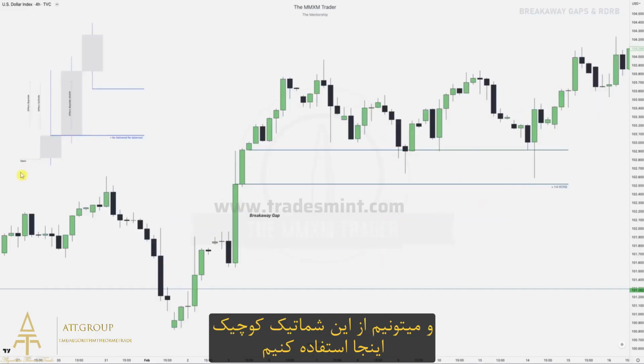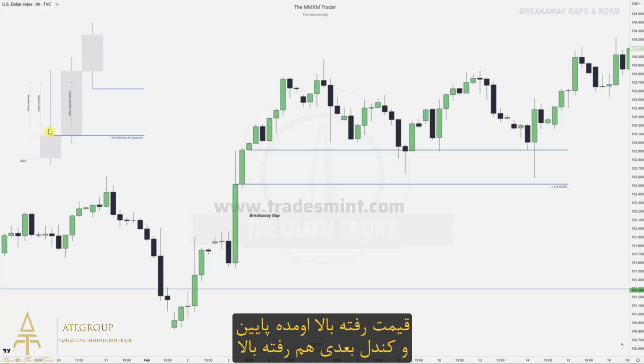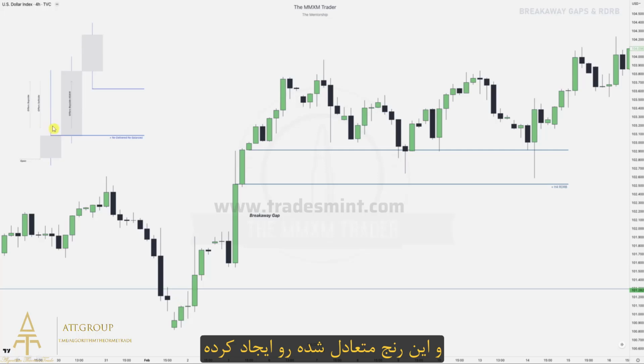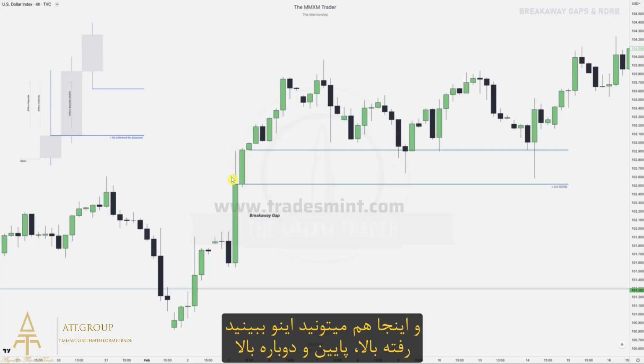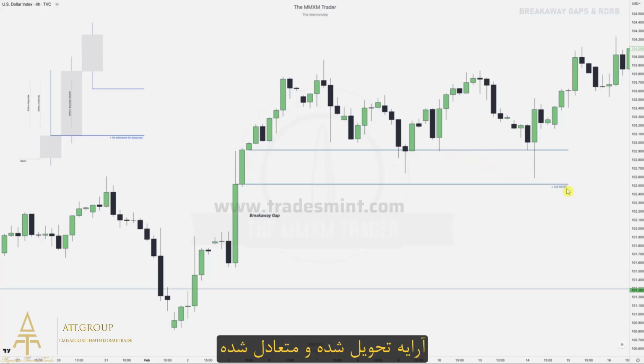And we can use this little schematic over here, which we covered in the previous slides. Again, up, down, and the next candle up, forming that balanced price range. And again, you can see that over here, up, down, and then up again, using this as a new PD array, the redelivered rebalanced PD array.